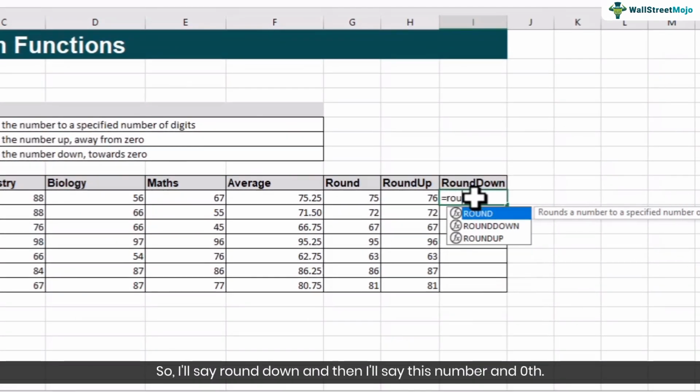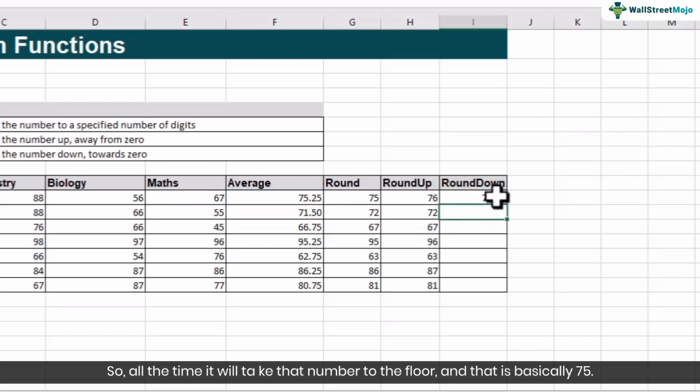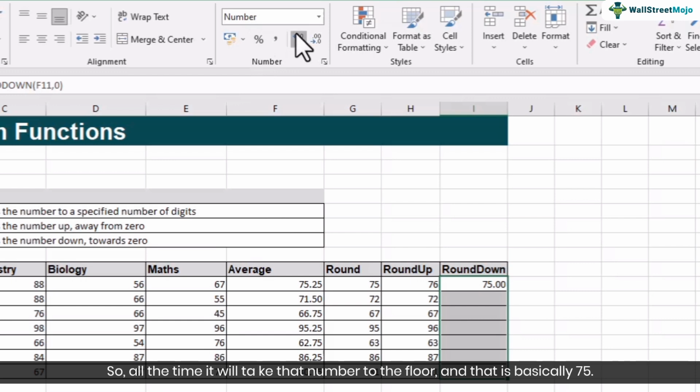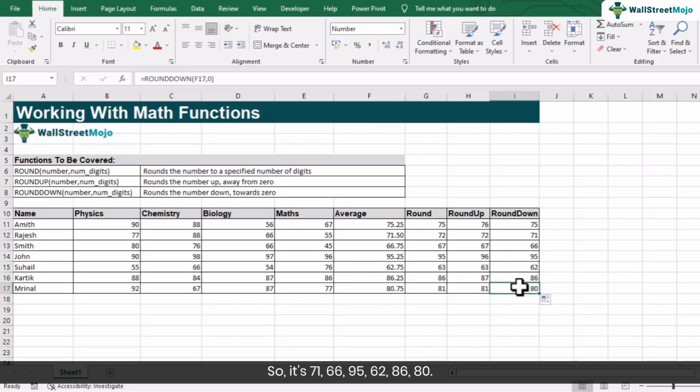So I'll say round down. And then I'll say this number and 0th. So all the time it will take that number to the floor. And that is basically 75. So all the time it will take it to the floor. So it's 71, 66, 95, 62, 86, 80. So it doesn't allow that number to go to the next number. It always makes it stay with that number.